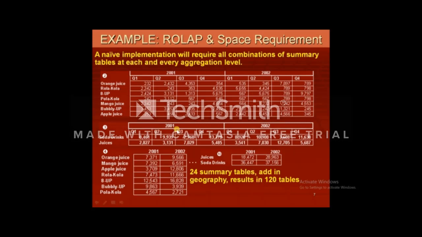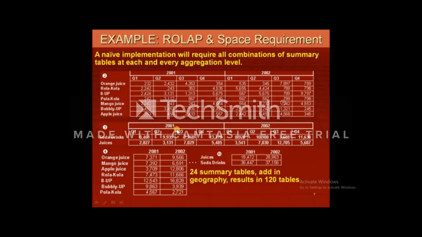So as we discussed earlier, if the number of dimensions grows, the number of summary tables will grow according to the number of hierarchies in each dimension. So we'll combine all the hierarchies from each dimension with the other dimensions' hierarchies, and if there are n hierarchies in one dimension and m hierarchies in another dimension, we will have n cross m summary tables we will have to store inside our hard drive. So we'll need more space in our hard drive to store our summary tables.